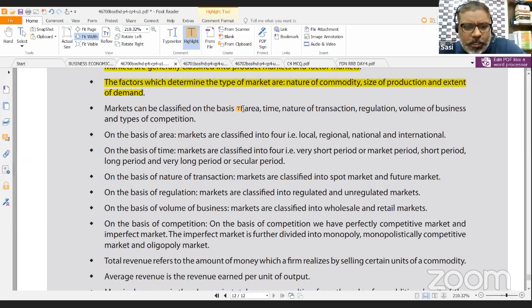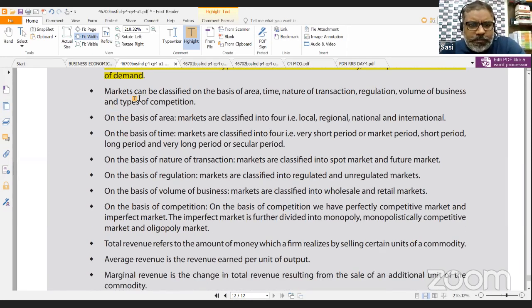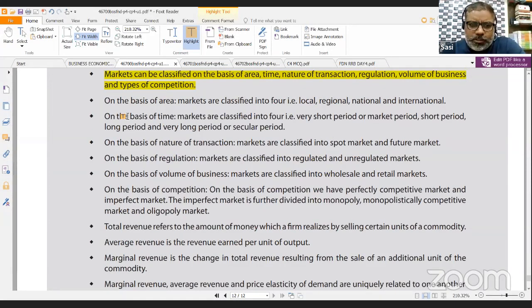Depending upon the nature of the commodity, the market types will be different. The size of production also will have an impact on the market, and the extent of the demand also will have an impact on the type of the market. And there are various ways in which we can classify the markets into different types. They can be classified on the basis of area, on the basis of time, on the basis of the nature of transactions, regulation, volume of business and types of competition. Different classifications of markets can be understood like this.